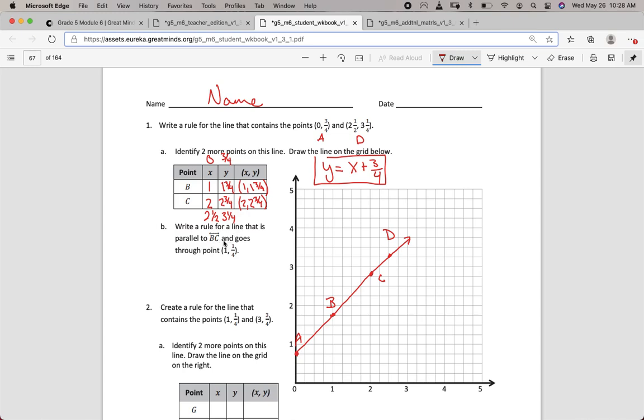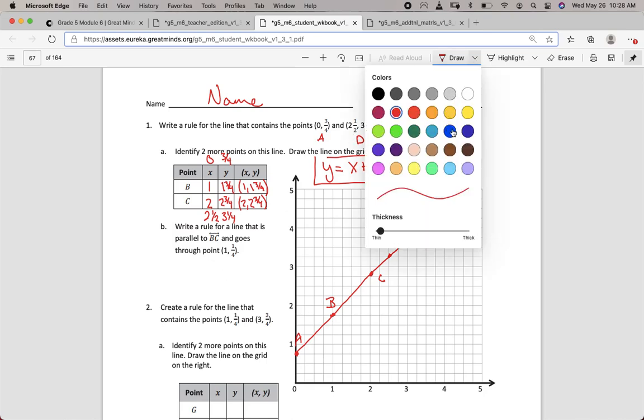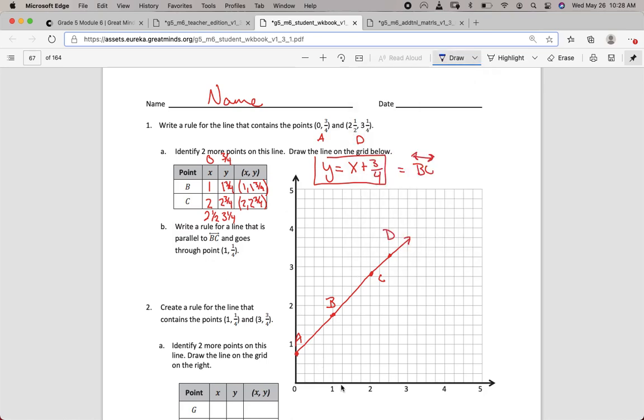There's our rule for the line we just made. Write a rule for a line that is parallel to BC. We're calling this line BC. Okay. And goes through points 1 and 1/4. I'm going to switch colors because I'm using a different line now. 1 1/4 would be right here. And I want it to be parallel. So that means that it's going to be y equals x and then plus something.